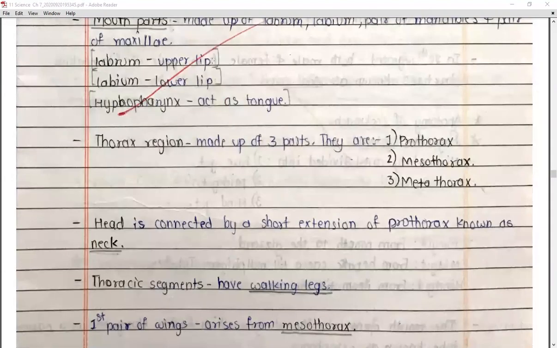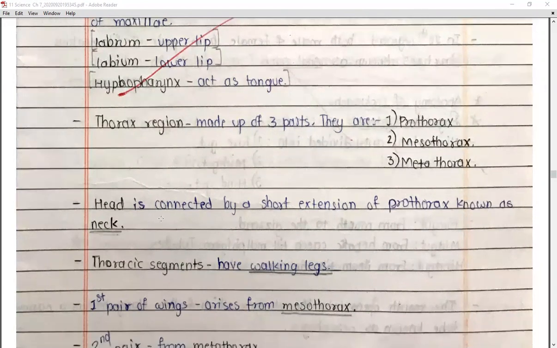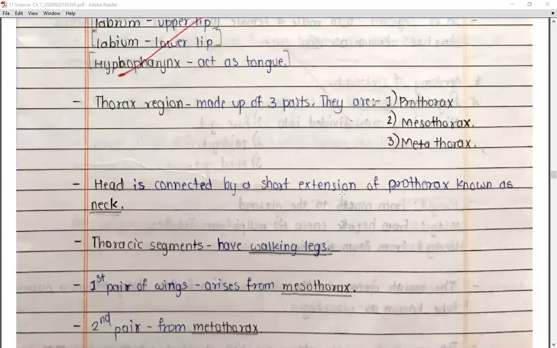This was about the first region, that was the head region. Second region is the thorax region. This thorax region is made up of 3 parts, right? Prothorax, mesothorax, and metathorax, right? The head is connected by a short extension of prothorax, which is known as neck. So the head portion is connected to the thorax region with the presence of a short extension, which is known as prothorax.